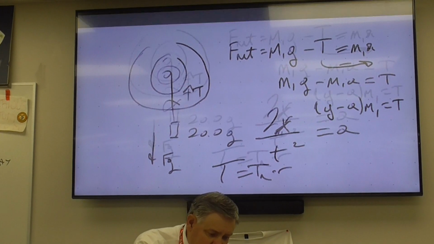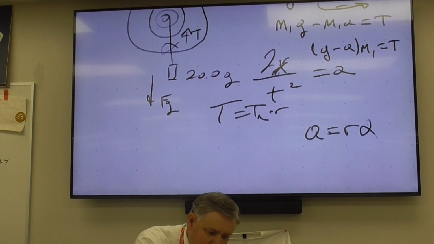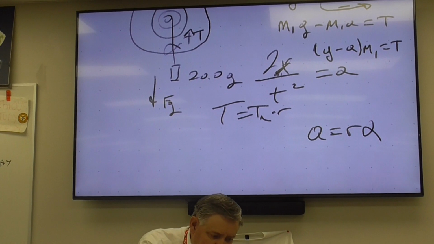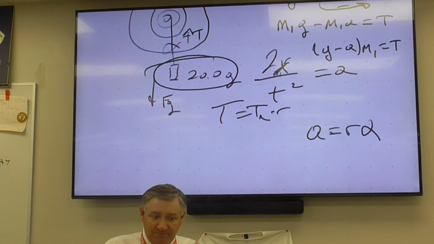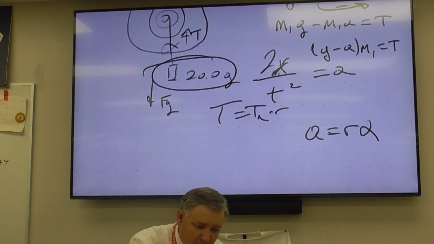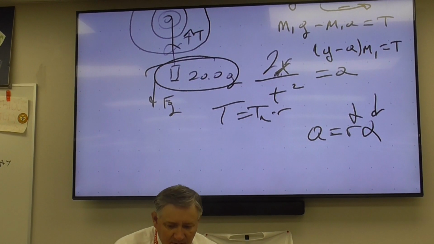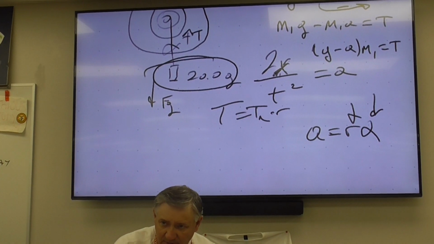Now, for your angular acceleration, you have a equals r alpha. At this point, you know the linear acceleration of the object. You know what a is. You know the radius, find your alpha. Divide that over. So I got an angular acceleration around 40 radians per second squared. Okay?